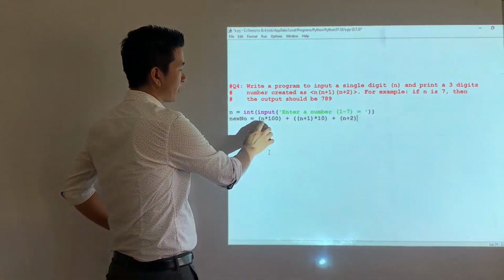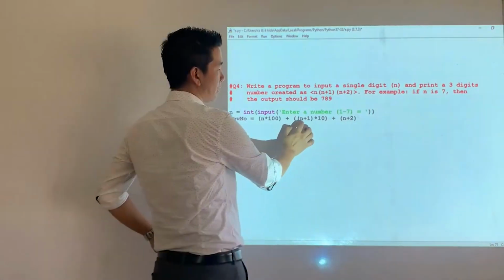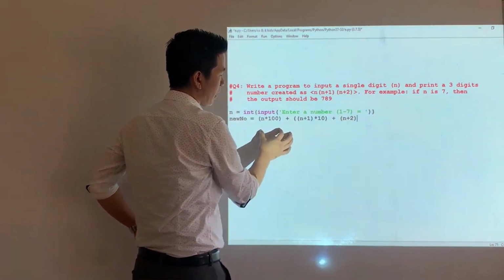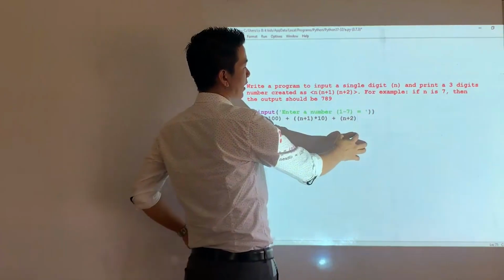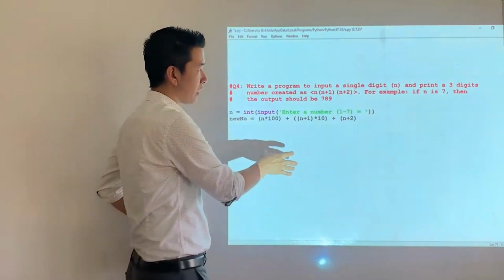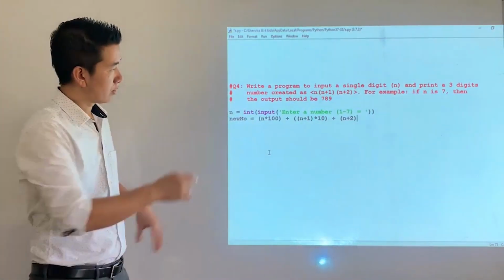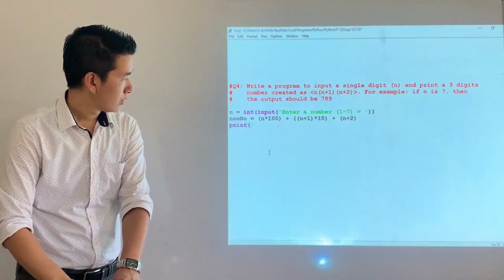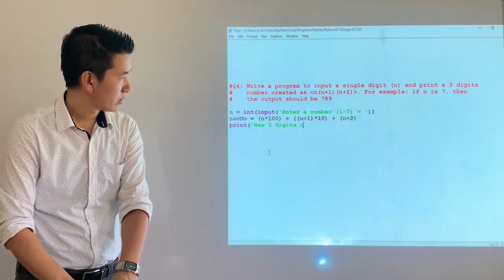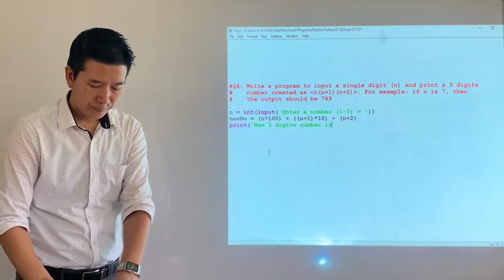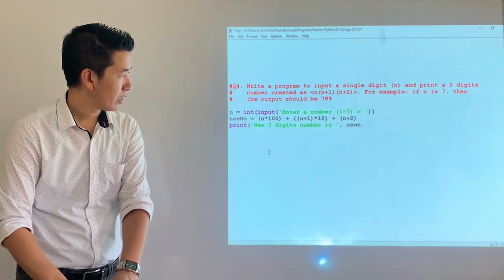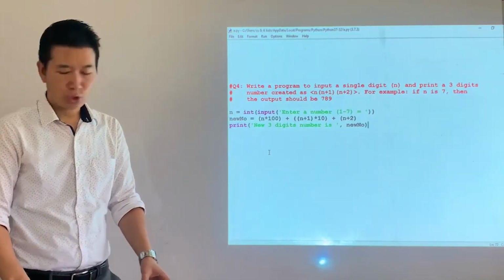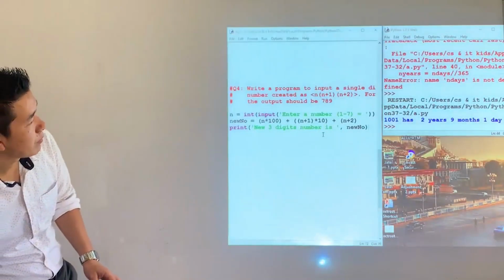So n is how much? 7 multiplied by 100 is 700, and then 7 plus 1 is 8, you have 8 multiplied by 10 is 80, and then 7 plus 2 is 9. So you have numbers like 700 plus 80 plus 9. That will give you the answer as 7, 8, 9, which is as per the question. Okay? And then just print the new number, the new 3 digits number is. So it has to be new number. Be careful, because I have an uppercase here. That's it, I guess. So when you run the program, now the program becomes simpler and simpler.